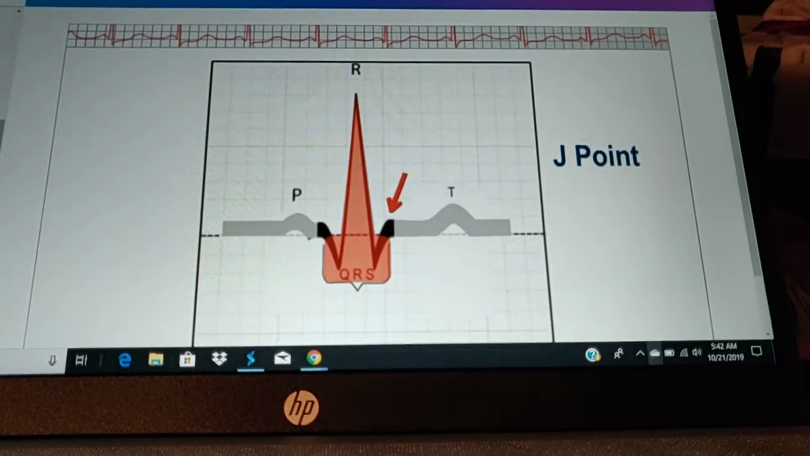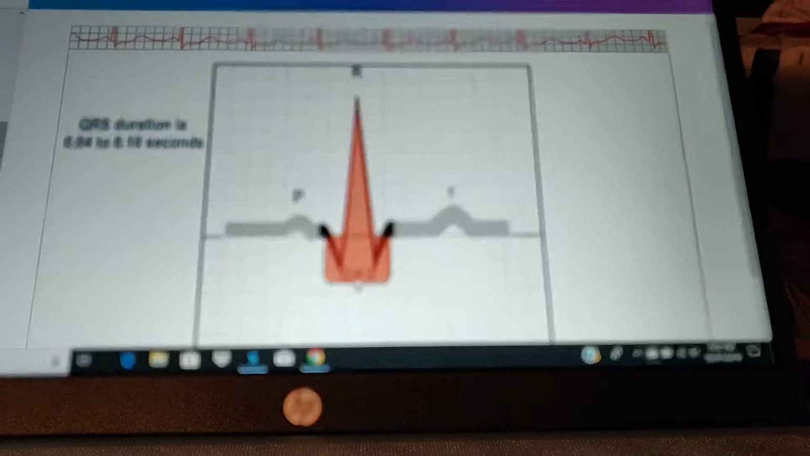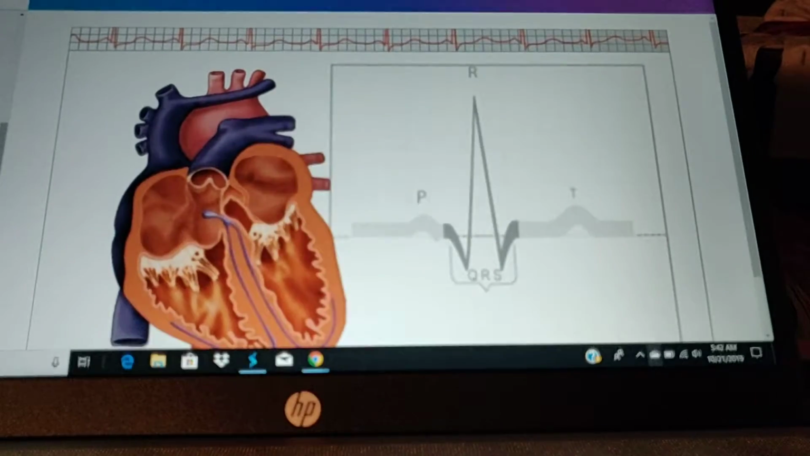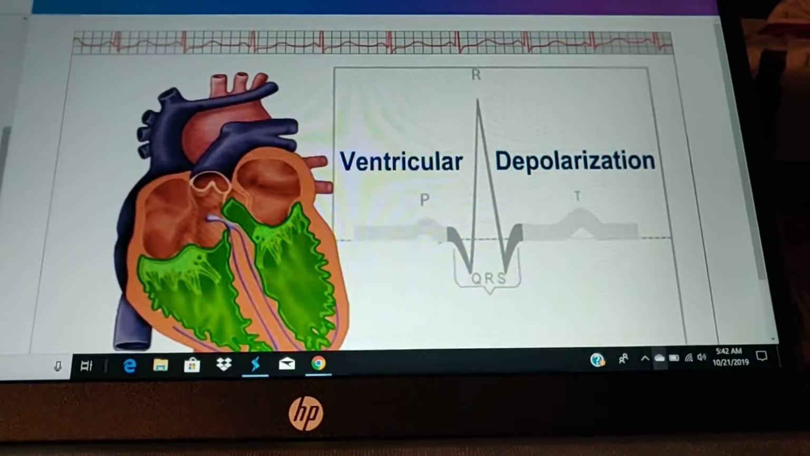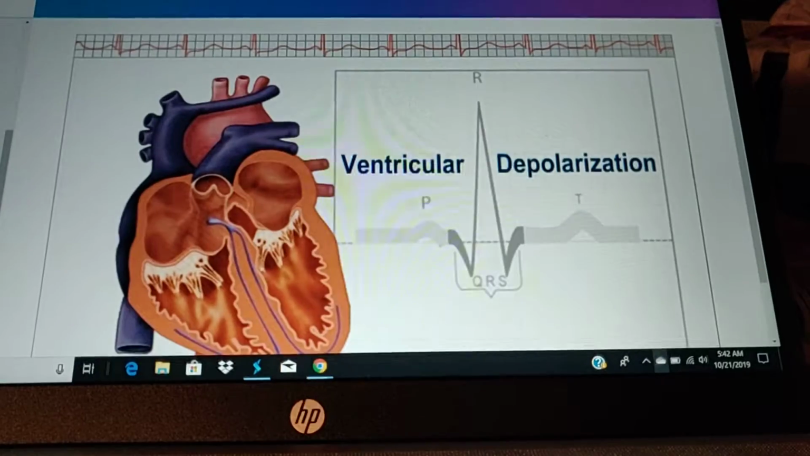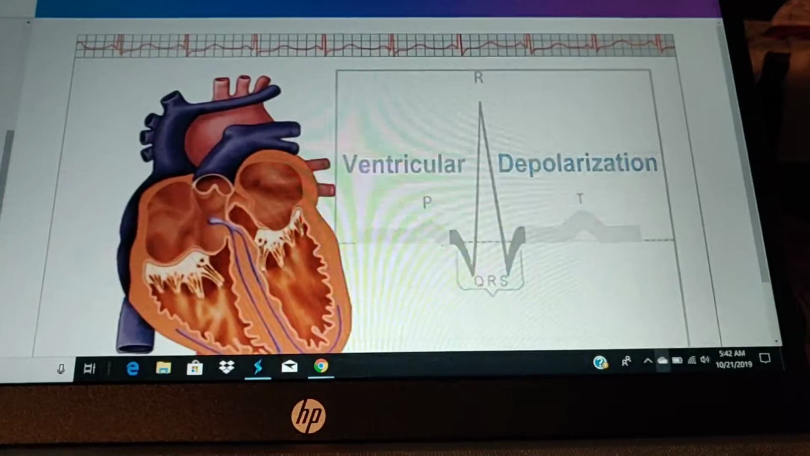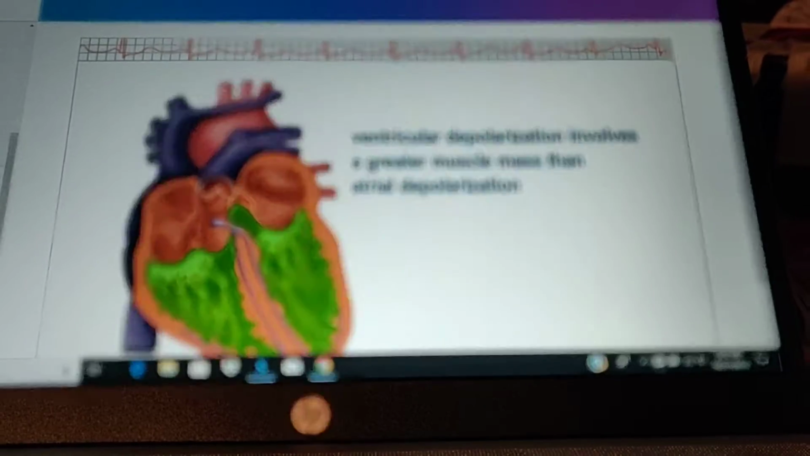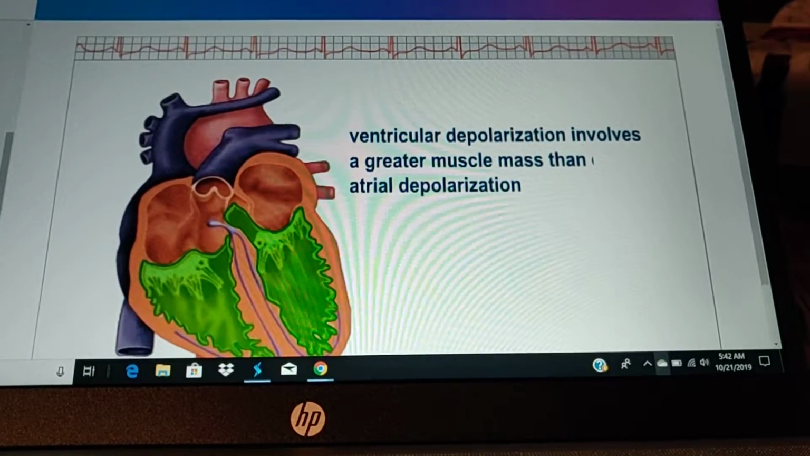The duration of the normal QRS usually measures 0.04 to 0.10 seconds. The QRS complex represents ventricular depolarization when the ventricles fill with blood and contract, forcing the blood out into the arteries. Note, the QRS is larger than the P wave. As you might suspect, the reason for this is that the ventricular depolarization involves a greater muscle mass than the atrial depolarization.